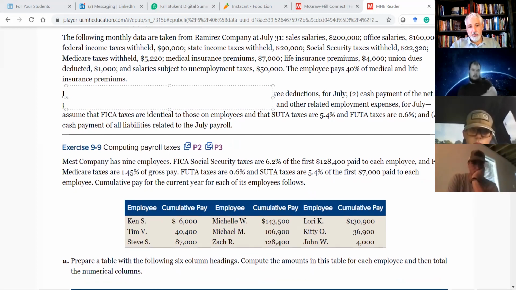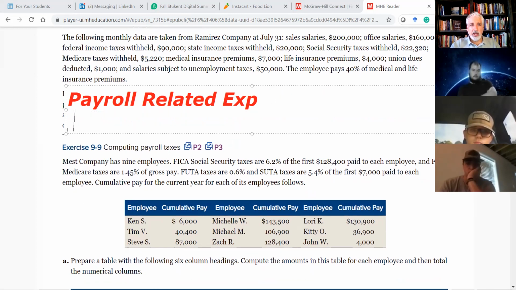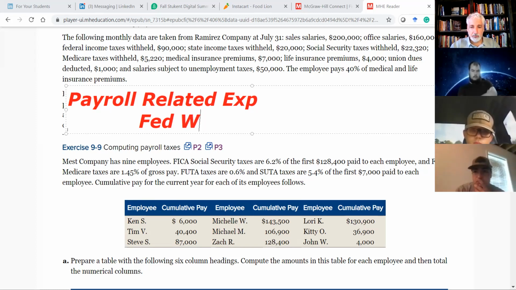So I'm going to have payroll related expenses. This is the employer stuff. And when we do that, we're going to total up a whole bunch of things. So what kind of payable do we generate here? Well, we're going to have federal withholding payable that we withheld from the employee. I take it back. That's already accounted for. We don't have to put the federal withholdings on here.